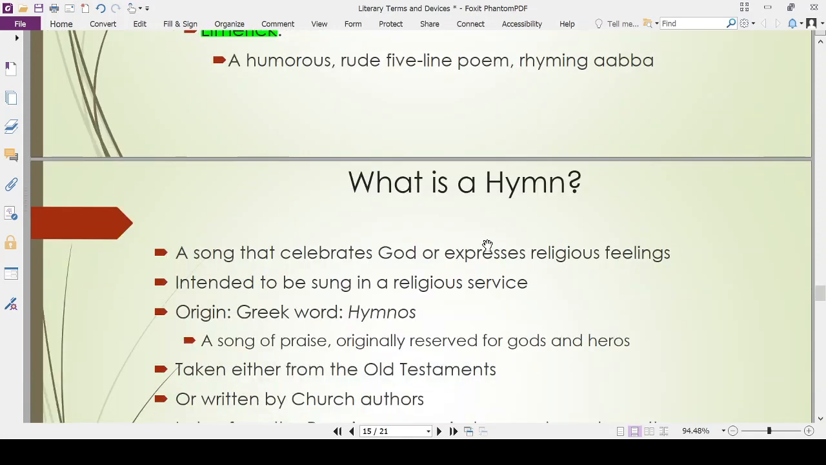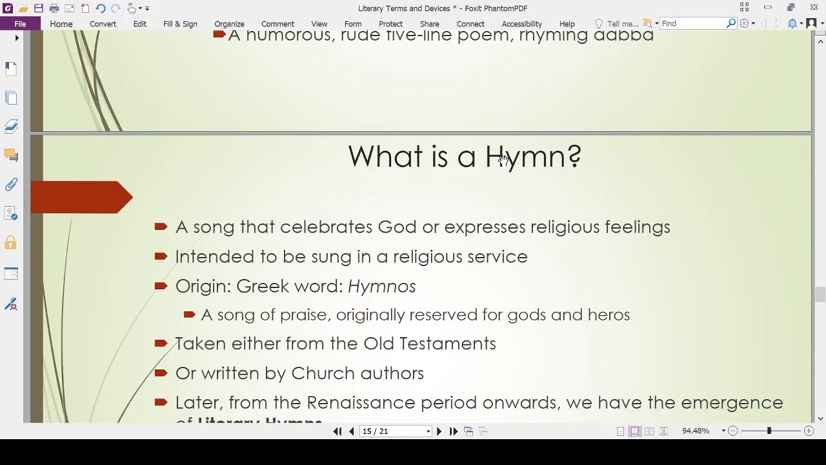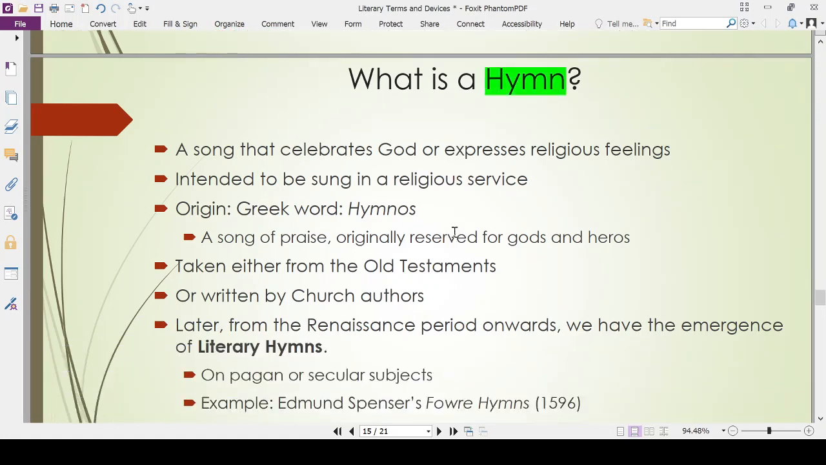Okay, let's move on to the next poetic form for today's session, which is of course a hymn. What is a hymn? A hymn is a song that celebrates God or expresses some form of religious feeling. Hymns were usually intended to be sung in religious ceremonies and in religious services in the church.